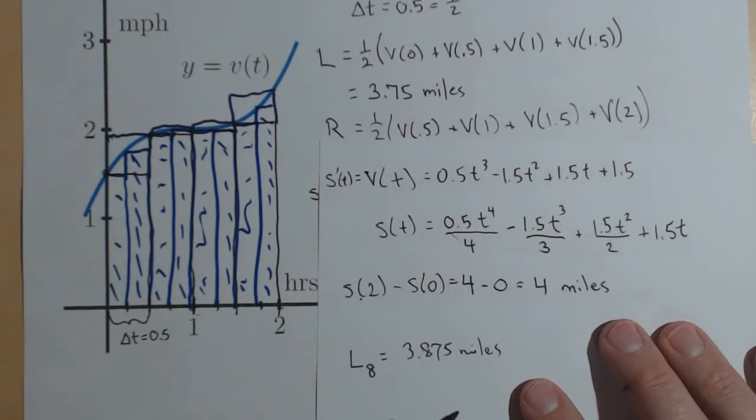If we did 12 rectangles, it would be even closer to 4. What we found is the distance traveled is actually 4 miles. And we did it without having to use any rectangles. This is going to be a very big idea heading forward.